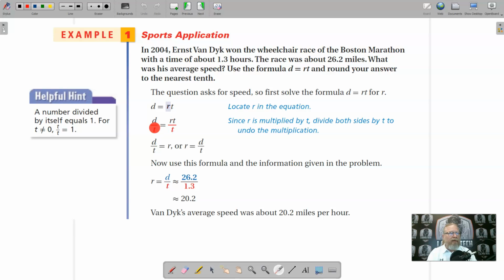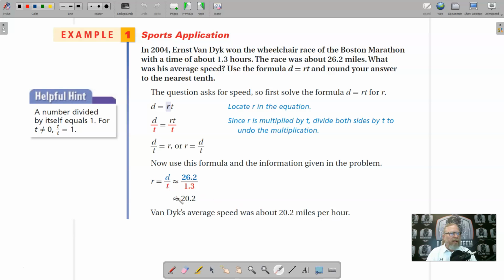And what we do to one side, we do to the other. Those t's are going to cancel each other, leaving us with just r on the left, and we end up with d over t over here. Or we could just flip it around, put the r on the left and the d over t on the right, and have r equals d over t. Now we can use this formula and the information that was given in the problem. So we know that r equals d over t. Let's go ahead and plug in our distance, 26.2, plug in our time, 1.3, and we get approximately 20.2. So Van Dyk's average speed was 20.2 miles per hour.